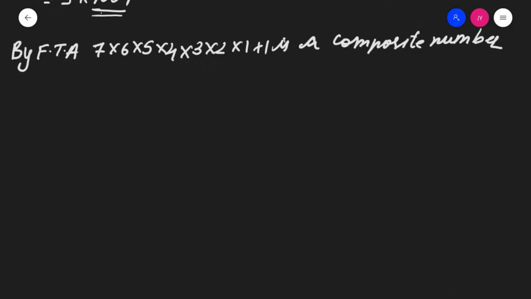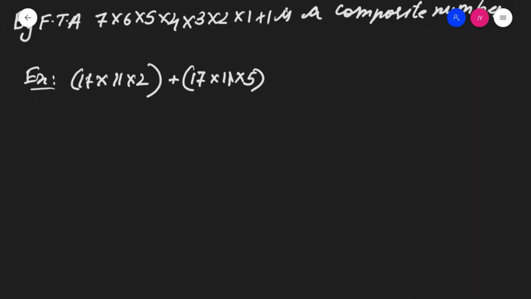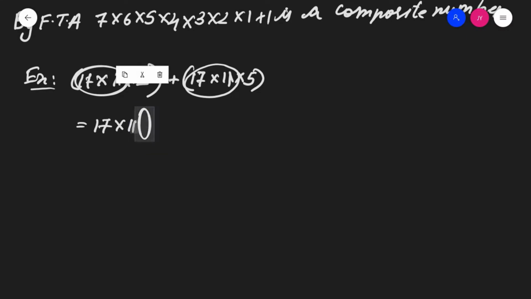Right? So next example. This is a little bit tricky sum. So it is 7 into 11 into 2 plus, sorry, it is not 7, it is 17 into 11 into 5. We should explain the same thing: explain why it is a composite number. So in this we can see that both 17 and 11 are common. So let's take them common. 17 into 11 in brackets 2 plus 5.